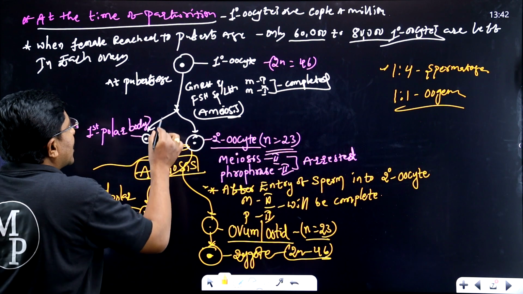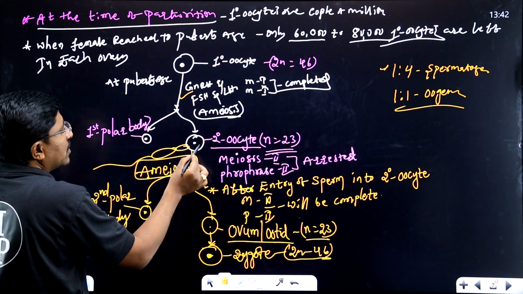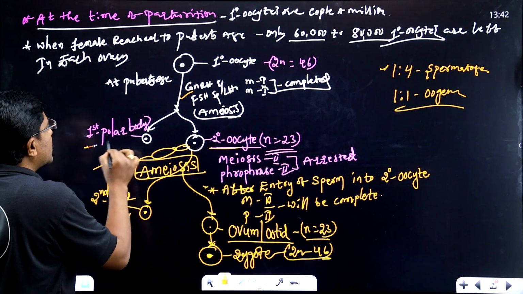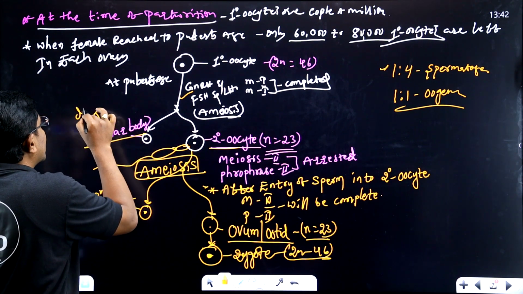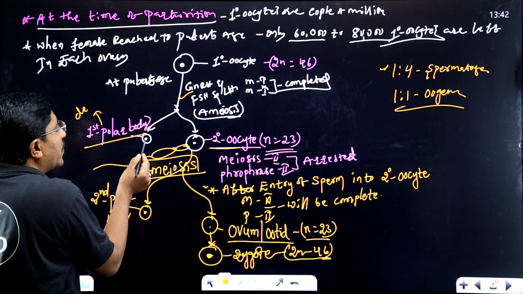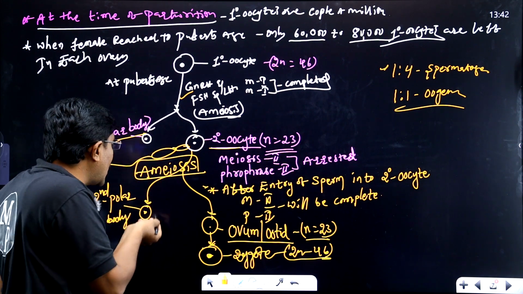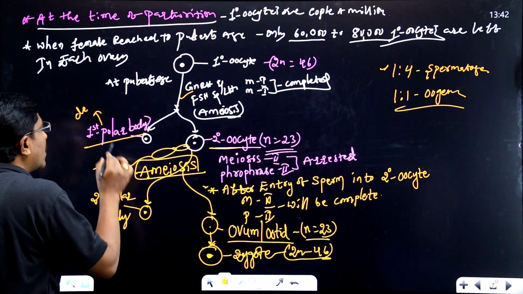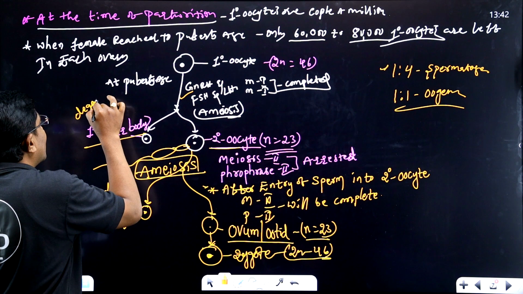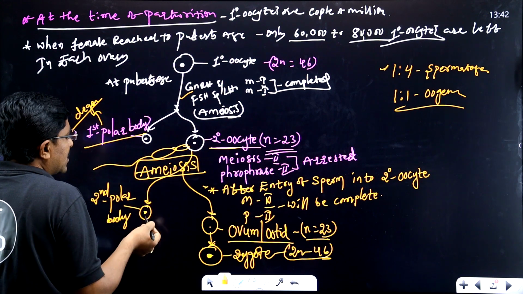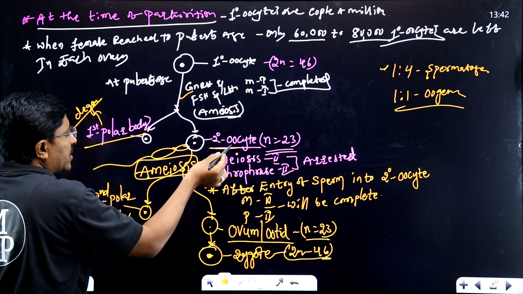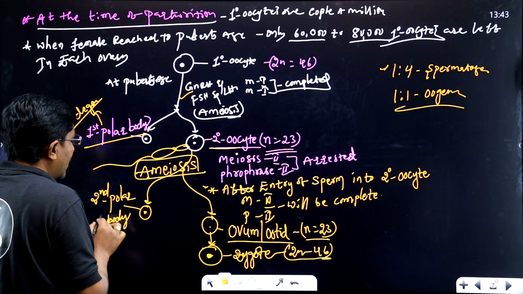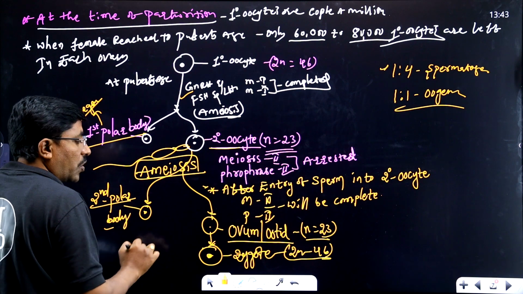After completion of meiosis 1, a single mature secondary oocyte is produced, and the first polar body degenerates after some time. Polar bodies are not able to fertilize with sperm. After entry of sperm into the secondary oocyte, it completes meiosis 2, and again a second polar body and a mature ovum are produced.